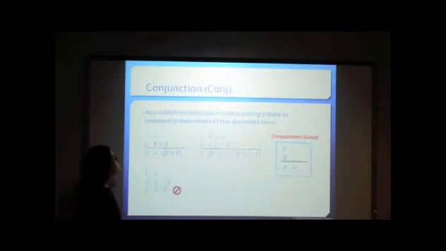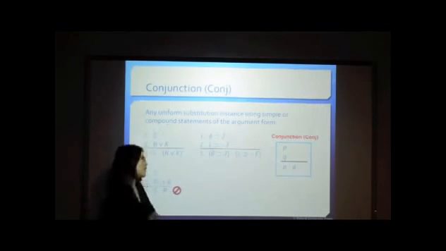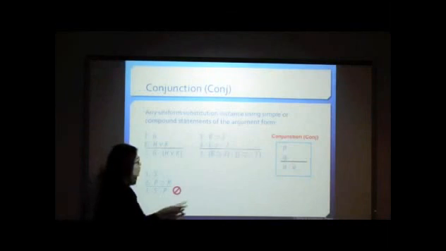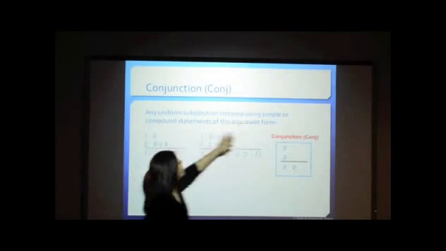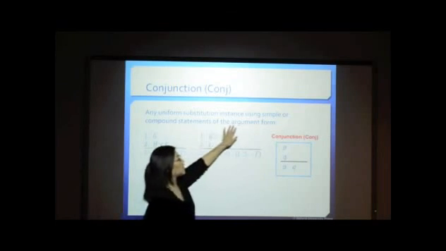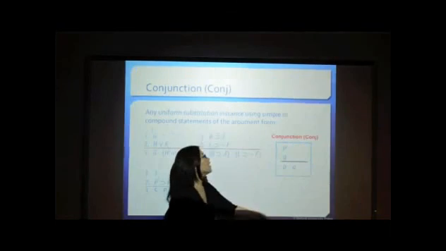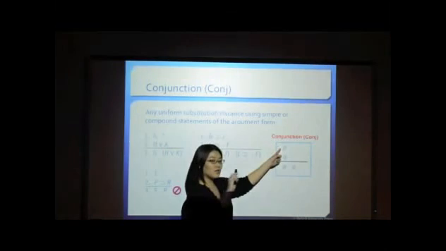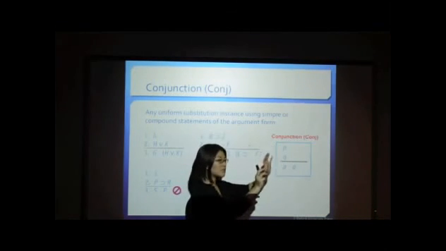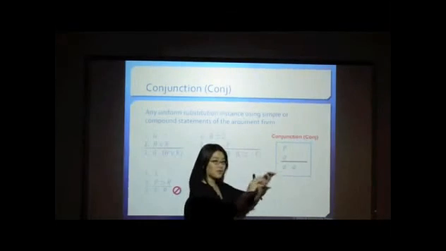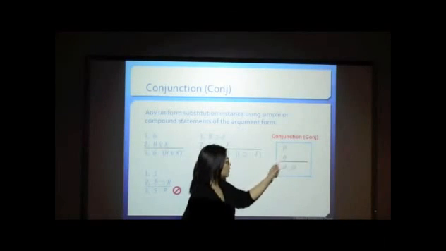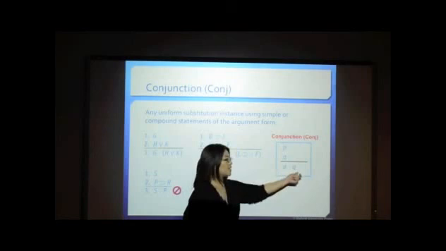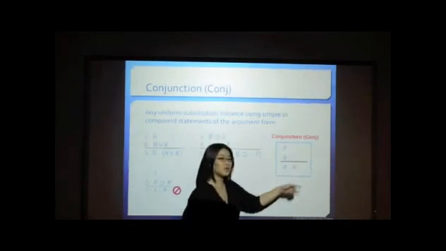Let's look at another one. Here is conjunction. Remember, conjunction is the opposite of simplification. So with conjunction, you have any uniform substitution instance, using simple or compound statements, of the argument form here. So you have P as one premise, a separate premise on its own, and then Q as another premise, a separate premise on its own. Then you can conclude from P and Q the conjunction of P and Q, or P dot Q.